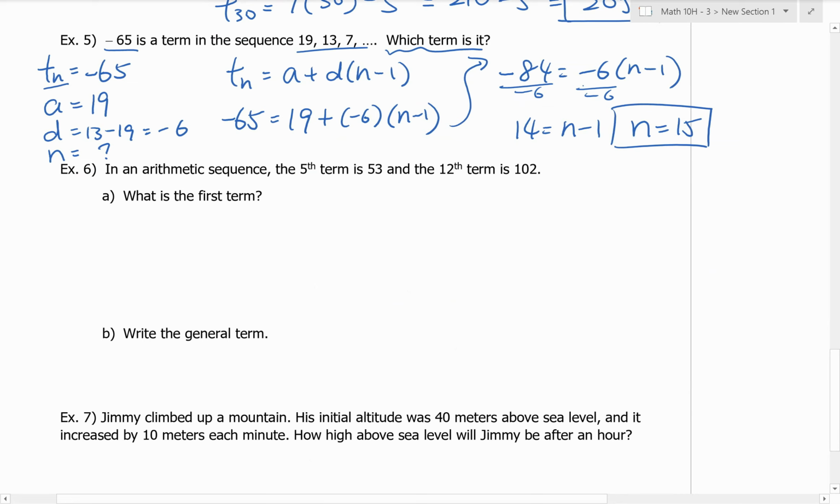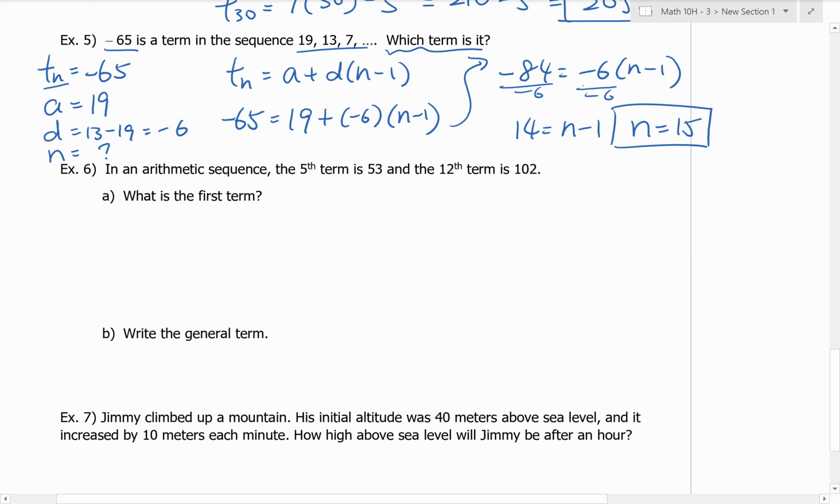Okay, so here's number 6. Hopefully you got it. It says in an arithmetic sequence, the 5th term is 53 and the 12th term is 102. We are looking for what the first term is. So this one is definitely a little bit different, slightly more challenging than the previous ones. It doesn't tell us the first term. It doesn't tell us the difference. What it does tell us is what the value is for the 5th term and what the value is for the 12th term.